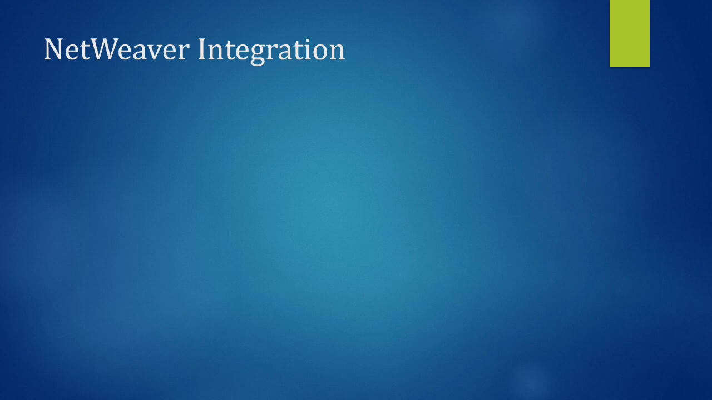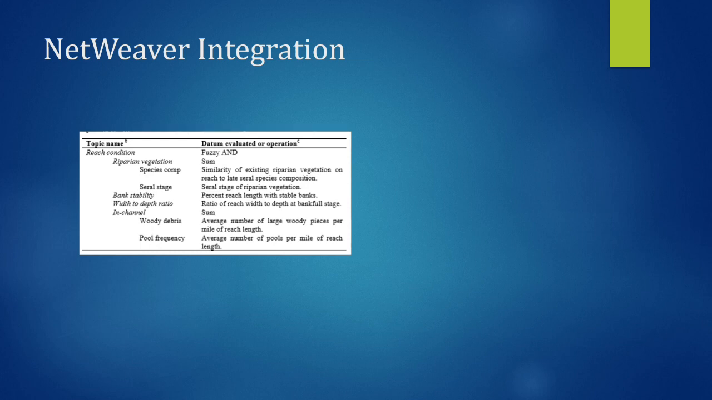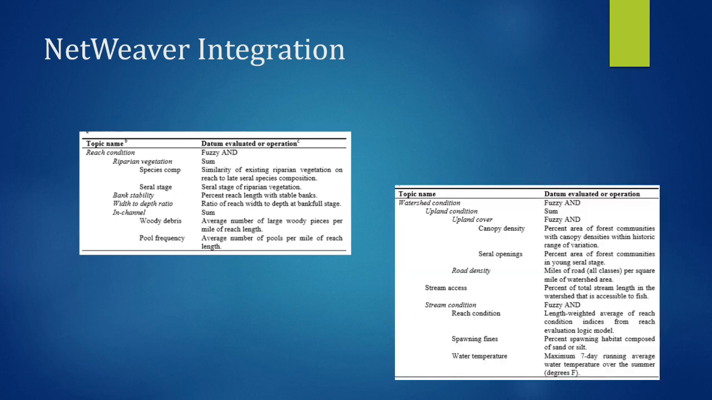For our Chewaucan example, we first need to determine the current status of the watershed system. NetWeaver is a great tool to answer questions about the state of the system. A NetWeaver knowledge base was created and has items such as the reach condition and upland condition. Both of these are built into the NetWeaver knowledge base.